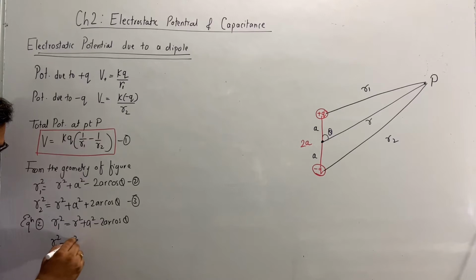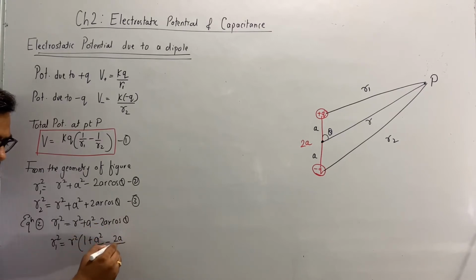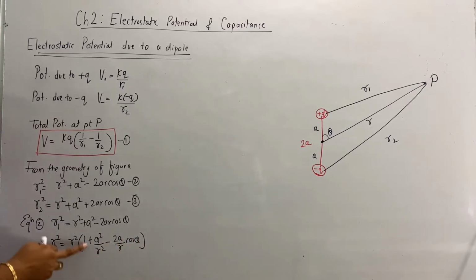This will be 1 plus, I can't take common here, so I'll divide by r square, minus 2ar upon r square. So it will be 2a by r cos theta. Now see, multiply r square into 1, r square into a by r square gets cancelled, a square, r square into 2a by r, 1 r gets cancelled, so r 2a cos theta. Clear? So I got this value of r1 square.